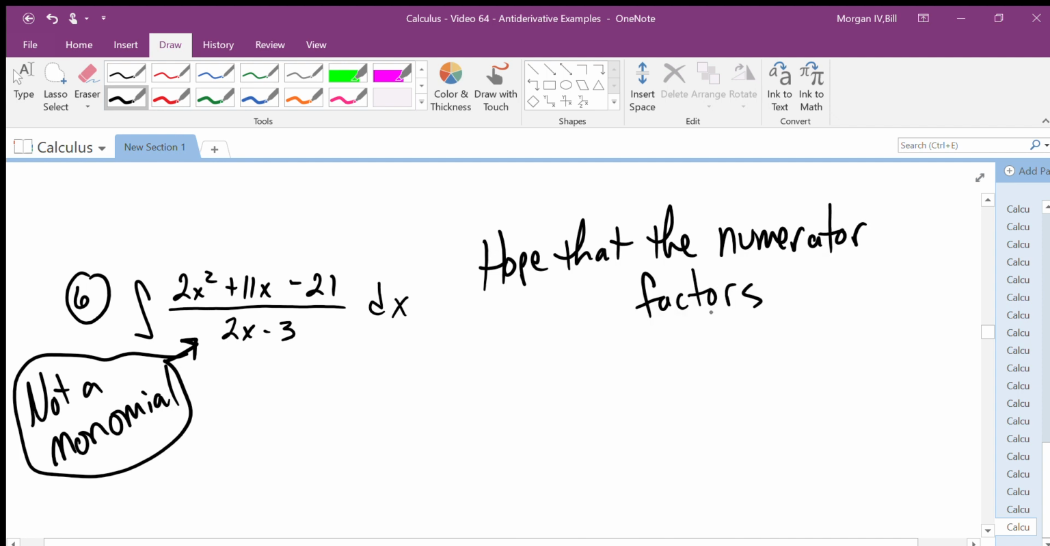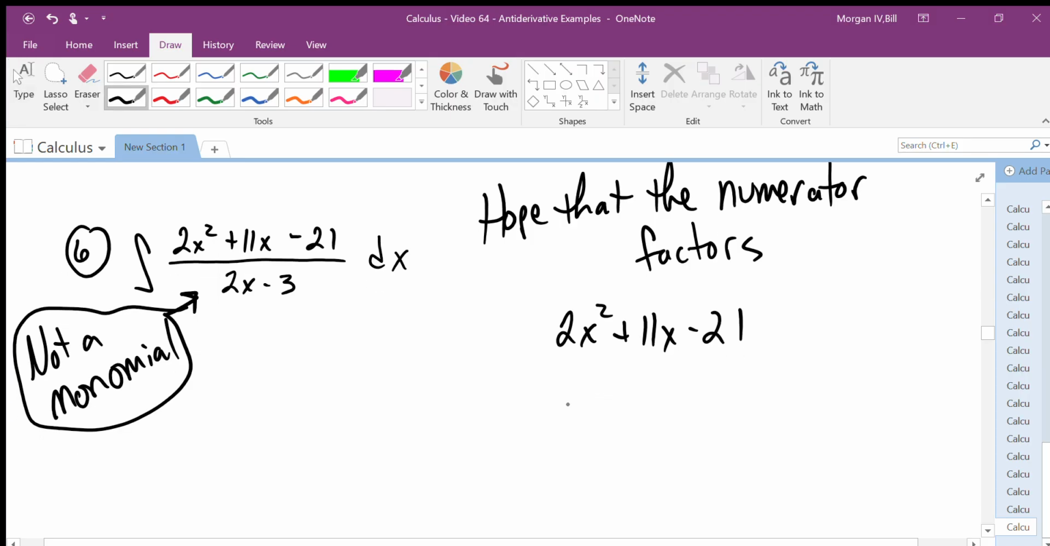Now, there is another way you could do this. Because it's a linear factor, we could actually use synthetic division here. But I'm going to think that the numerator here will turn into a factored form. So, the numerator is 2x squared plus 11x minus 21. Right, so if I do my AC method here, that's needing two numbers to multiply to negative 42. That's the 2 times the negative 21. And add to the 11. Things that multiply to 42, like 7 and 6, 14 and 3. 14 and 3 seems like it might work.